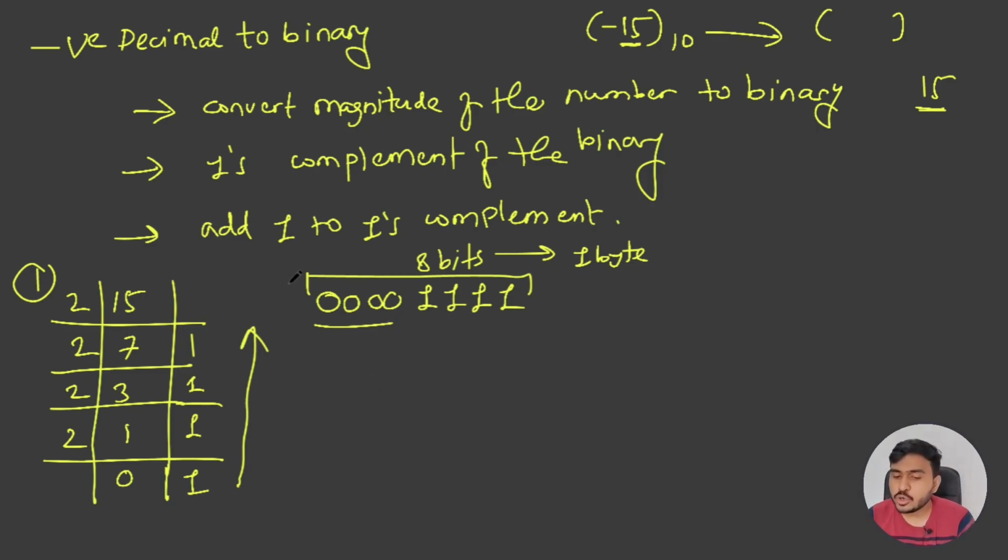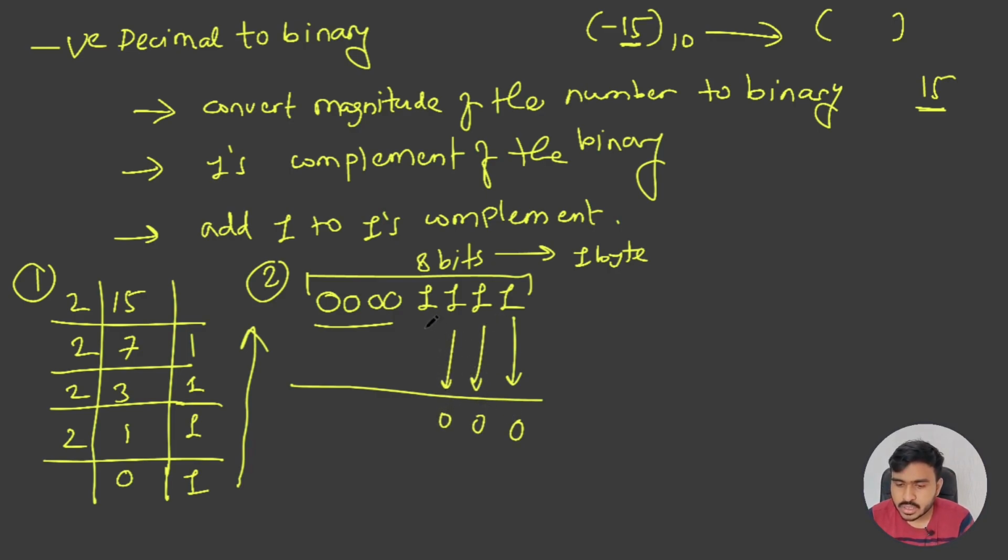Now we have to do step number 2. In step number 2, we have to take 1's complement. Now what is 1's complement? 1's complement is very easy. Wherever you have 1, you have to make it 0. And wherever you have 0, you have to make it 1. So over here we have 1, it will become 0. This one will become 0. This one will become 0. This one will become 0. These zeros will become 1 1 1 1. That's it. This is step number 2. So we have taken 1's complement. What is 1's complement? 1 will be converted to 0 and 0 will be converted to 1.